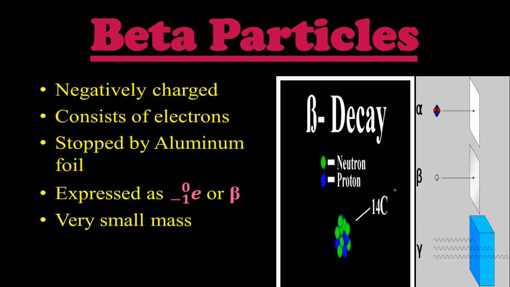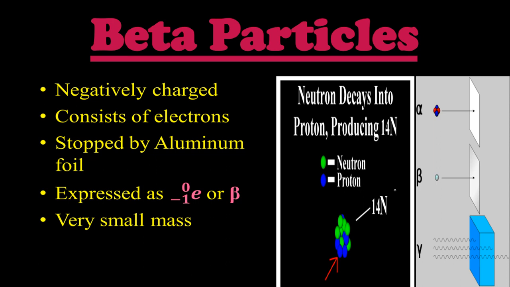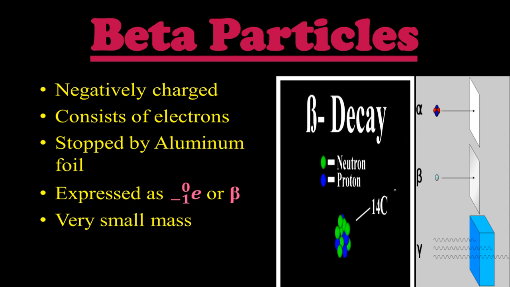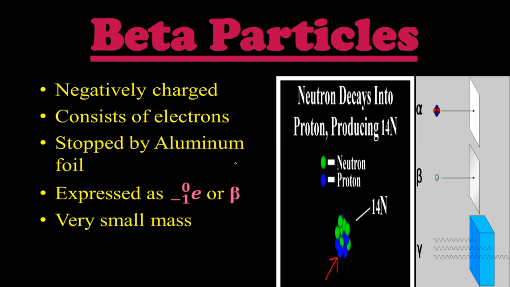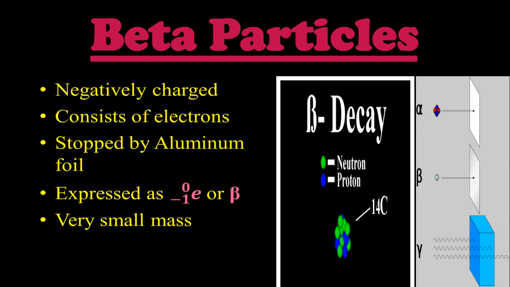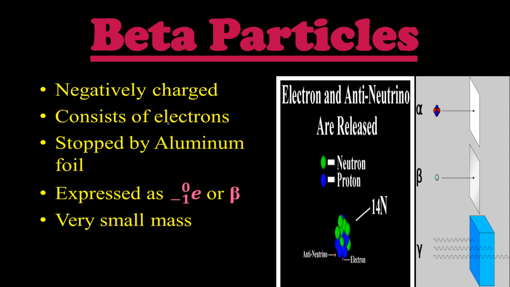A beta particle is negatively charged because it only consists of electrons. Beta particles are a little stronger than alpha particles because the thing that stops a beta particle is aluminum, which is a little thicker than just a sheet of paper. Now we express beta particles 2 ways. We have 0,-1e, which means we're going to write it like that when we do stuff today, but you may see it as the uppercase beta symbol. And they have a very small mass just because they're composed of electrons, and electrons have a very small mass. Remember, because they're composed of electrons, that's why they're negatively charged.